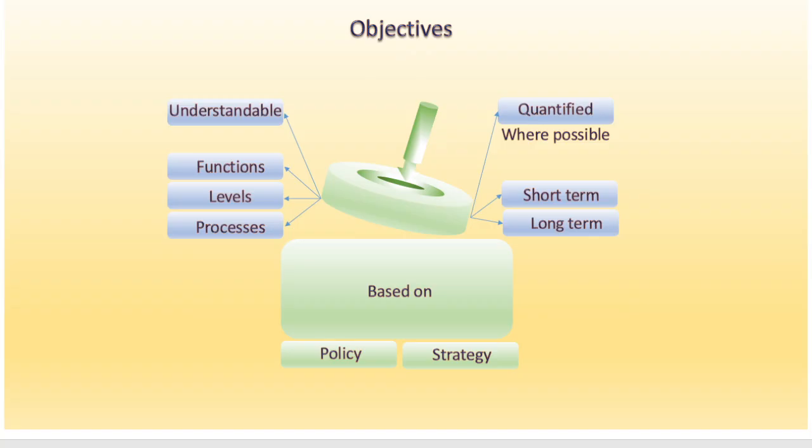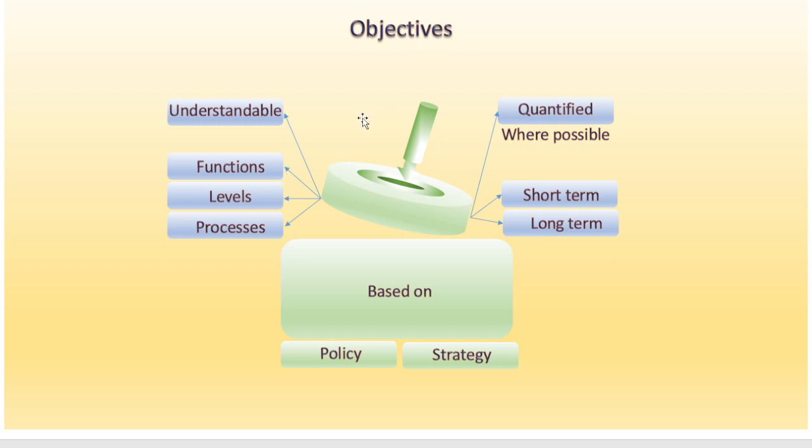Then next is objectives. You need to define objectives based on the policy and strategy of your organization, and they must be easy to understand, and you must quantify them wherever possible. You must define the objectives for all functions, that is for production, quality, materials, purchase, marketing, whatever functions are in the organization.